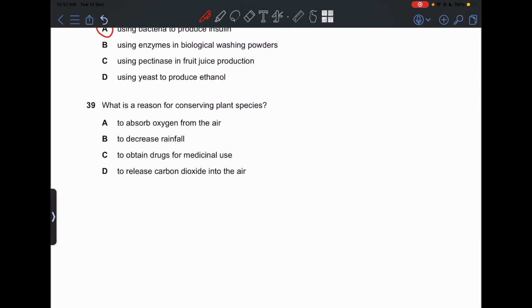39. What is a reason for conserving plant species? A says to absorb oxygen from the air. This is actually incorrect. This is not a reason at all to conserve any plant. B says to decrease rainfall. This is again not a very strong reason. C says to obtain drugs for medicinal use. This is correct because a medicine can run out, and some people rely on this medicine to survive, for example, with a chronic illness. So some people really need that drug. And D says to release carbon dioxide into the air. This is incorrect because plants don't release carbon dioxide. So our answer is going to be C.